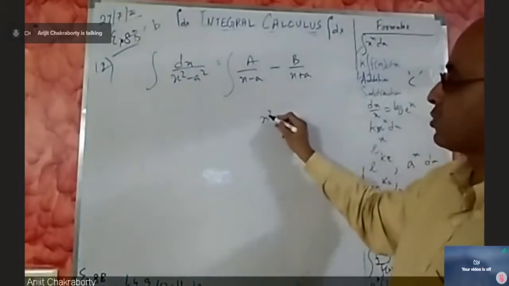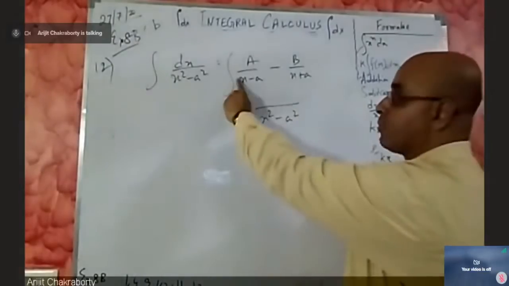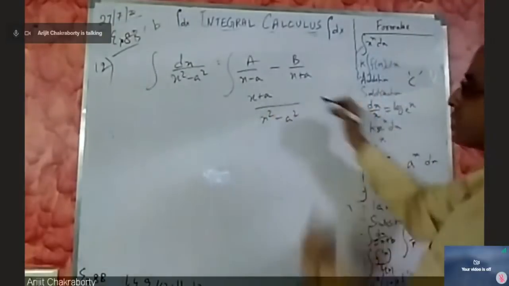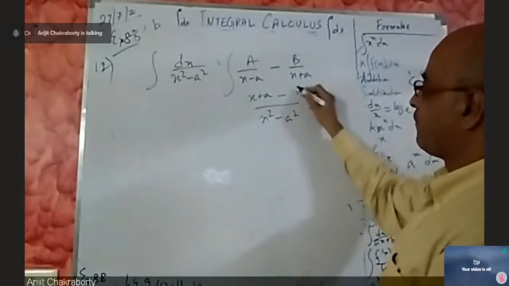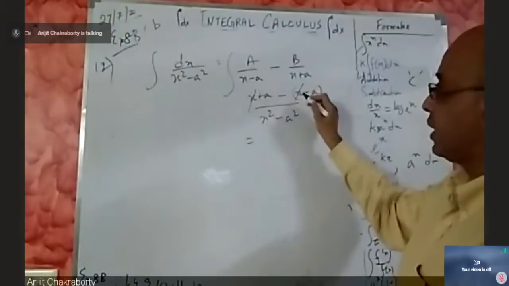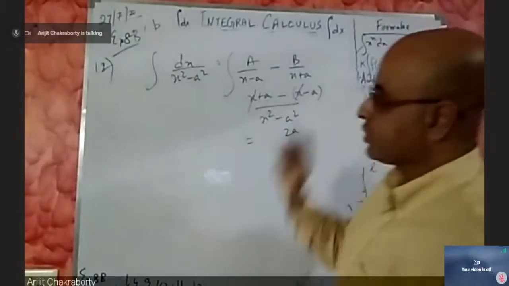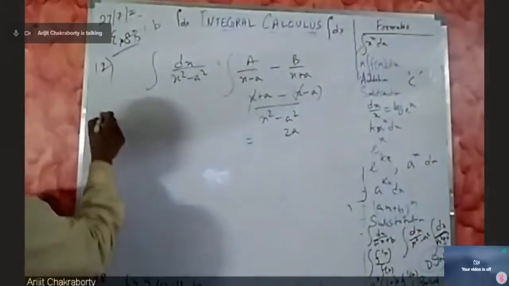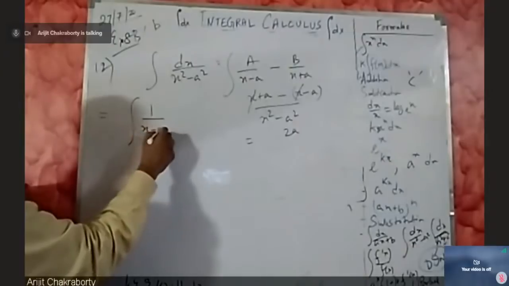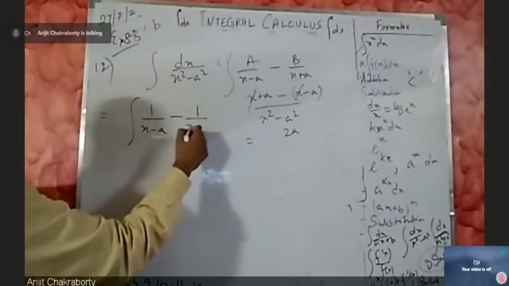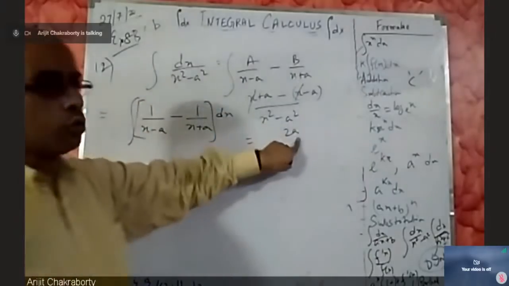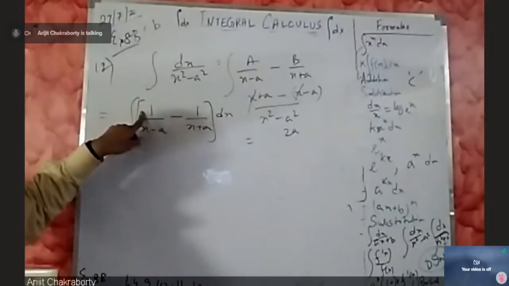So here x square minus a square is the LCM. X minus a will go, x plus a. So it will be x plus a minus x minus a. Now x and x will cancel, a plus a, that is 2a. Fine, so we have got the answer. What we will do is we split the numerator like this. This will become 1 by x minus a minus 1 by x plus a dx. But we are getting 2a. There is no 2a here.